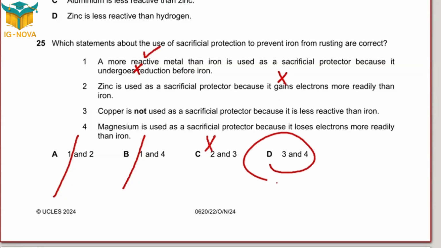So 2 is wrong. Let me think about this one. Hopefully it's correct, but I'll make sure. Copper is not used because it is less reactive, correct. Magnesium is used as a sacrificial protector because it loses electrons more easily, correct. Again, more reactive to form positive ions and readily lose electrons, meaning being oxidized easier than iron. Remember, a good metal is a good reducing agent because oxidation happens.